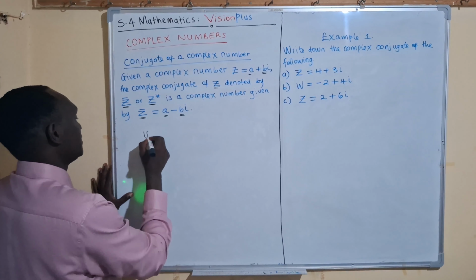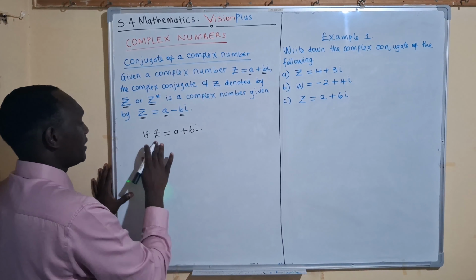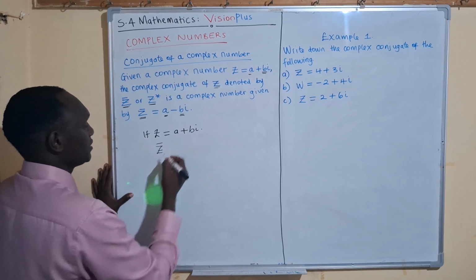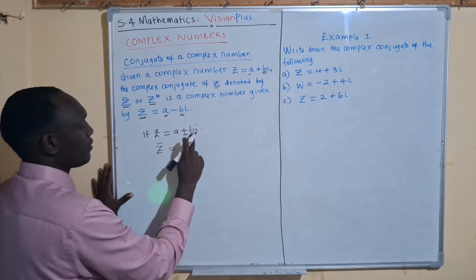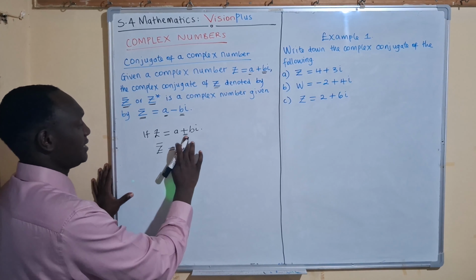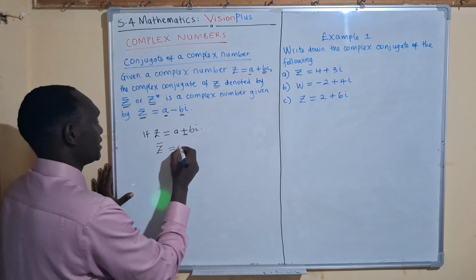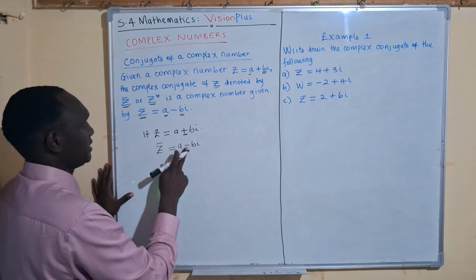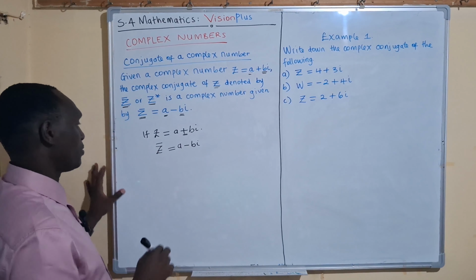if you are given a complex number z as a plus bi, the complex conjugate, which we represent as z bar, is going to be the same, but you just change the sign of the coefficient of i. Just change the sign only on the coefficient of the term containing i. So here we shall have a minus bi. If it is plus, you put minus. If it is minus, you put plus. That's what we do when we're getting the complex conjugate.